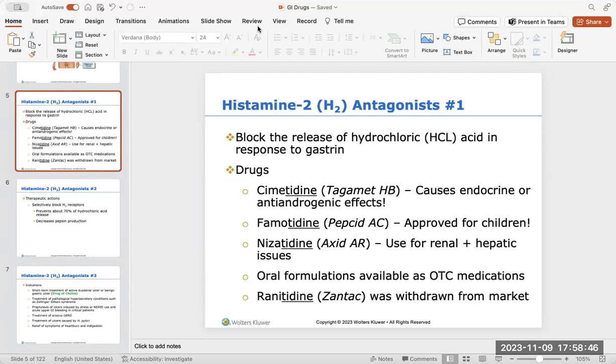So they're pretty good for a person who needs to take this in response to their GERD or a peptic ulcer disease, and they need it because they have also hepatic or kidney problems. So we can give it, it's safe. And ranitidine, we don't really use that one anymore. But the main or the most common one is famotidine, and it's approved for children.